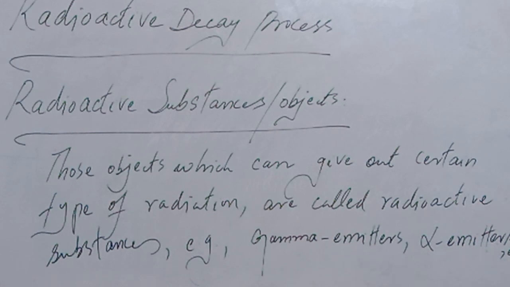If the substances are nuclei, some nuclei might be good gamma emitters, some might be good alpha emitters, might be good beta emitters. So by the radioactive substances, we mean the objects, the particles which can give out certain type of radiations, and due to the emission of the radiations, they can lose their identities, means their properties, by emission of the radiation.